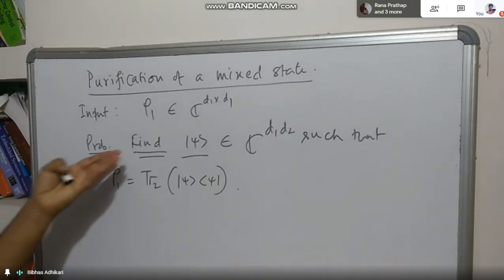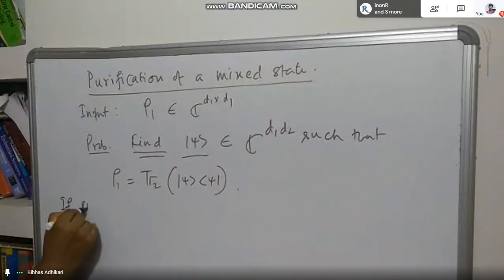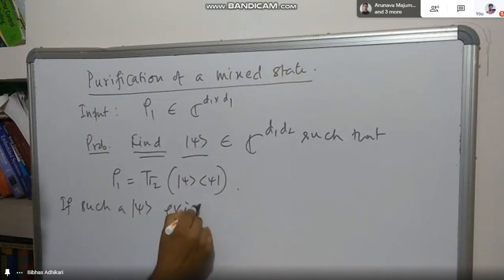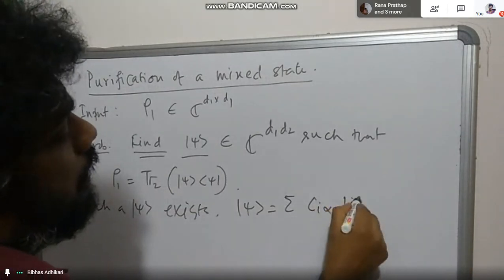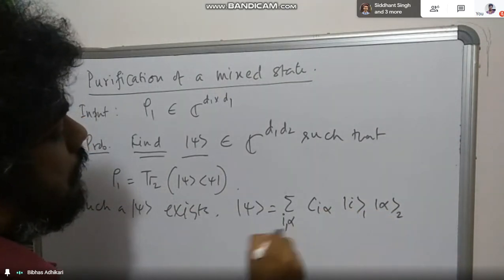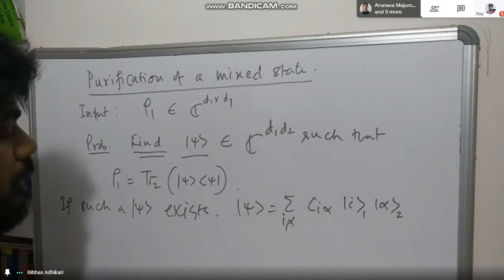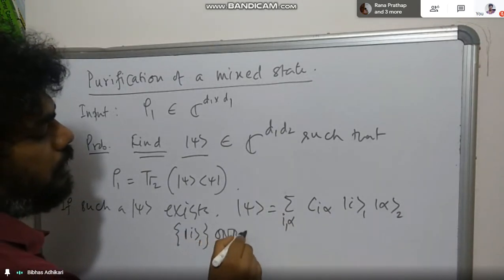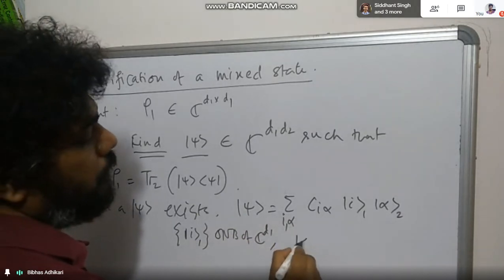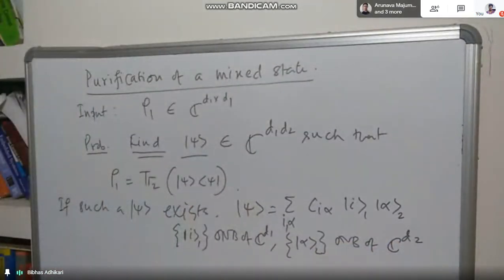Now, if such a psi exists, then psi must be written as a sum of c_{i alpha} times the basis elements, because it must be written as a linear combination of the basis elements. Here the i basis corresponds to the basis of C to the power d1, and the alpha basis corresponds to an orthonormal basis of C to the power d2, which is your choice. I'm not forcing you to pick d2. You can take d2 anything you want. Doesn't matter.